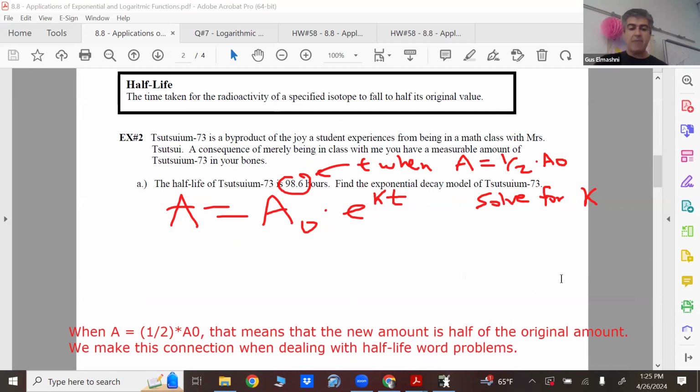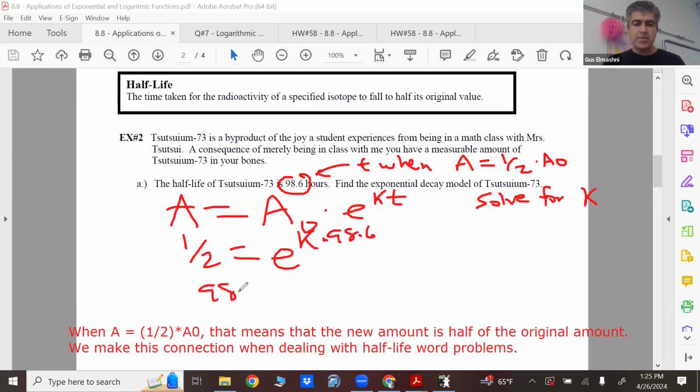So when A equals half times A0, that's why I have to make that connection, because the t value assumes that. The t is assuming that, very important. So that means half equals e^(k times 98.6). So 98.6k equals natural log of 1/2. Natural log of 1/2, I think, is negative 0.693. Oh, there's a k there, my bad.